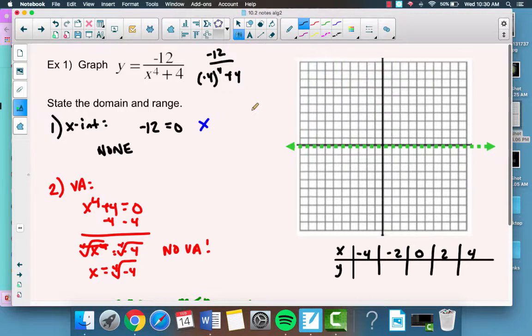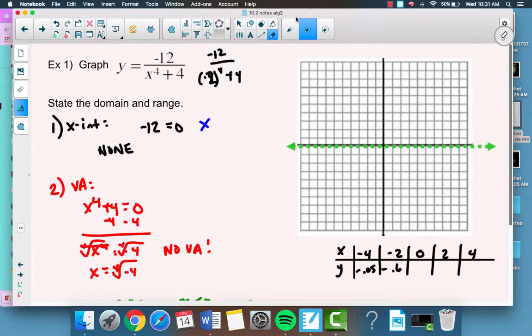So when we do that, we end up getting -0.05. Okay, if I plug in -2 into that, I'll do that really quickly in the calculator, then we're going to get -3/5 or -0.6. Okay. If I plug in 0 into my equation, that one's a little easier because plugging in 0, everything here is going to cancel, so I'll get -12 over 4, which is -3.